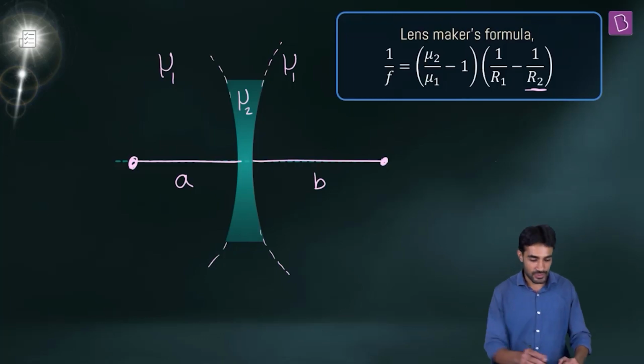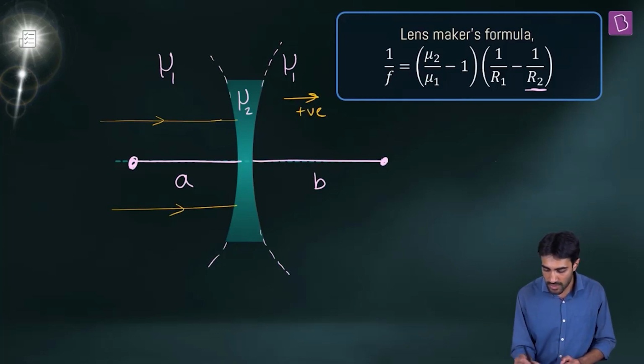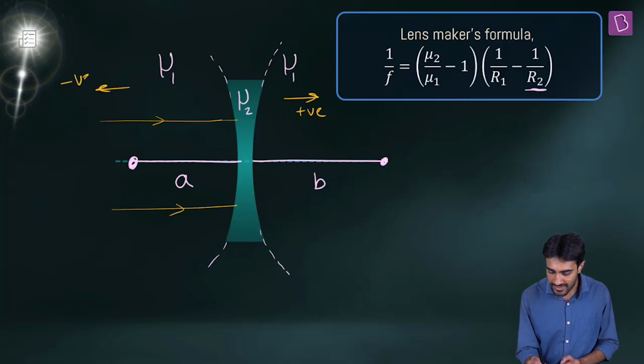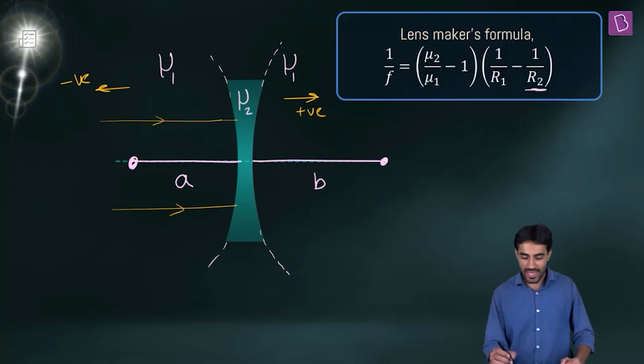negative value of f. So let's take the incident light rays. These are the incident light rays, and you can see the direction in which the light rays are traveling is positive and the opposite direction is negative. So let's apply this formula. Let's find whether f is positive or negative. So let's quickly do that.